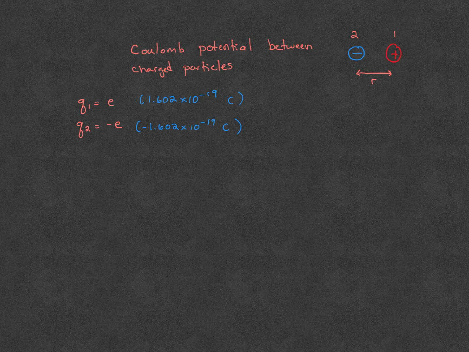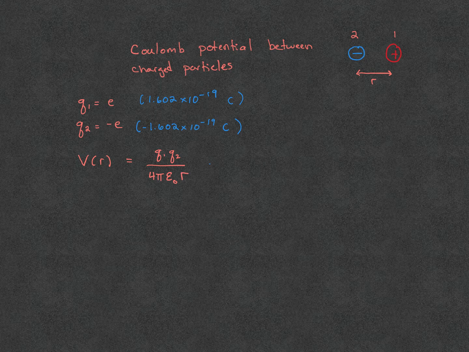So that's the charge of the electron and the proton, respectively, in SI units. And overall, by the way, this has dimensions of charge, right? Okay, so what's the actual Coulomb potential for the separation between these two things? So V of R is equal to Q1 times Q2 divided by 4 pi epsilon naught R, okay?